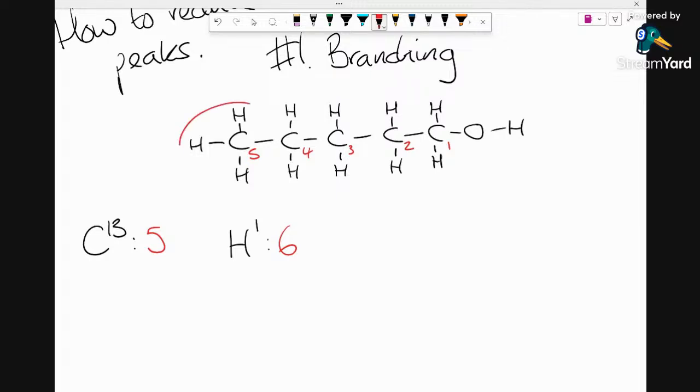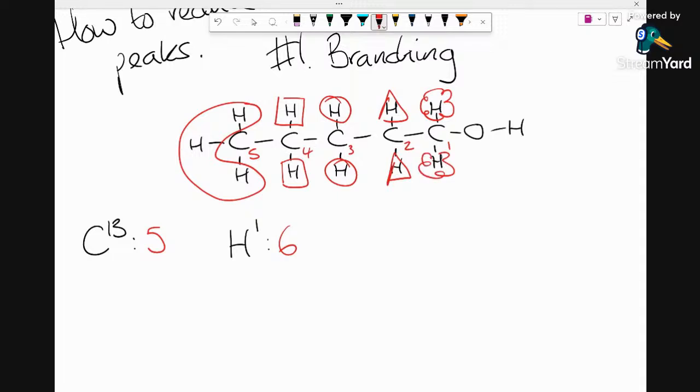The reason being is these guys are all in the same environment. These guys are in the same environment. These two are in the same environment. This one's in the same environment. This one, these two are in the same environment. And I'll do this one as a star in the last one. So we've got 1, 2, 3, 4, 5, 6 peaks in proton, only 5 in C13.